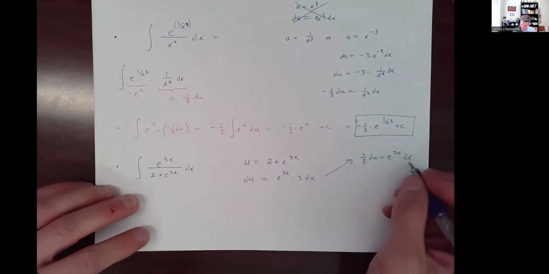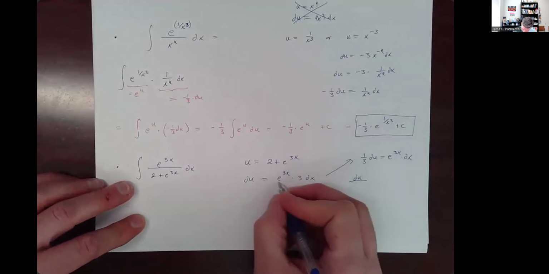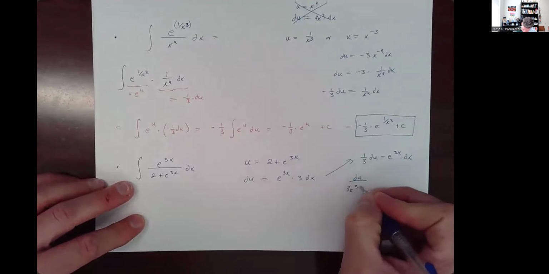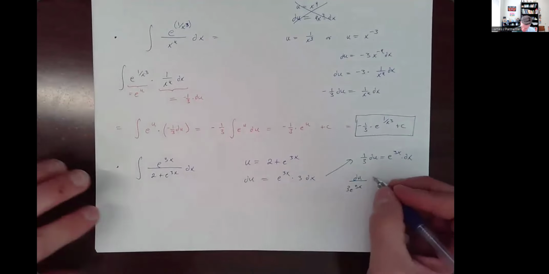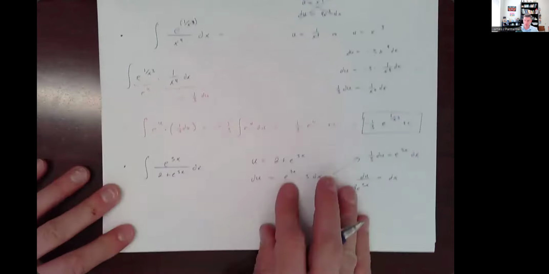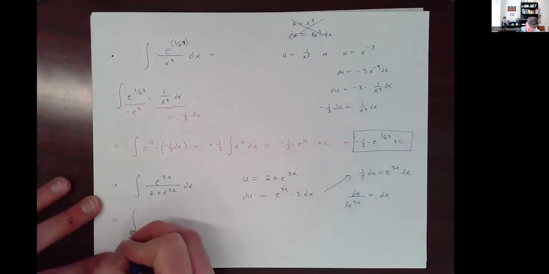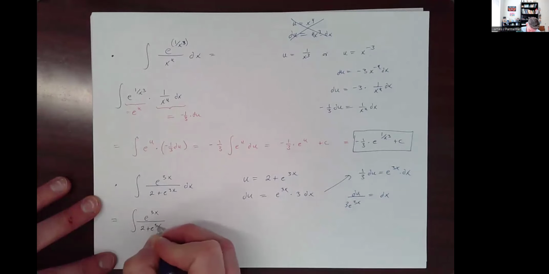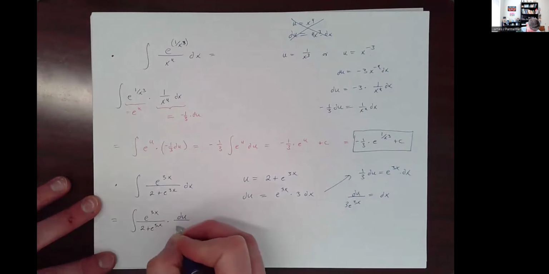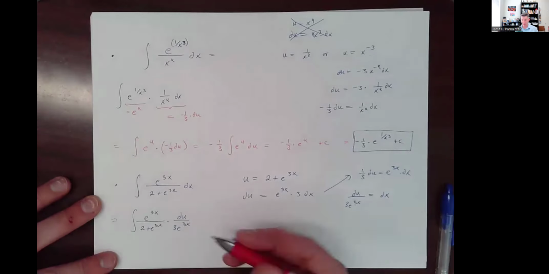But if you like, you can solve for dx and say du over all of this, so 3e to the 3x, is equal to dx. And then you can make this weird intermediate step where you rewrite this with x's and u. So this is e to the 3x over 2 plus e to the 3x times du over 3e to the 3x. And then the goal here is to make all the x's turn into u's.